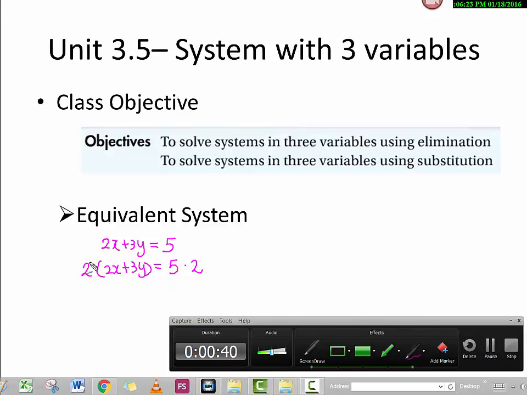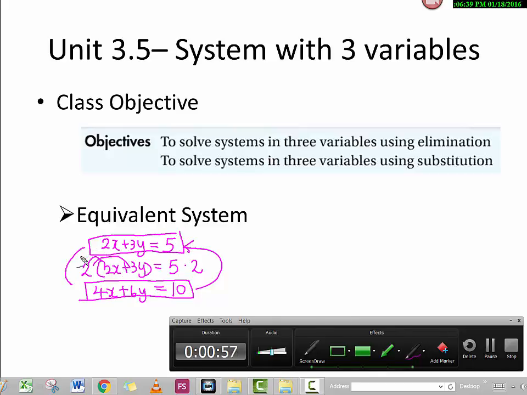So you end up getting, remember distribution, 4x plus 6y equal to 10. This new equation, quote unquote new, is actually the same as this one. That's what we call an equivalent system, because they are exactly the same. Even though the numbers are not the same, they represent the same line, they represent the same thing.